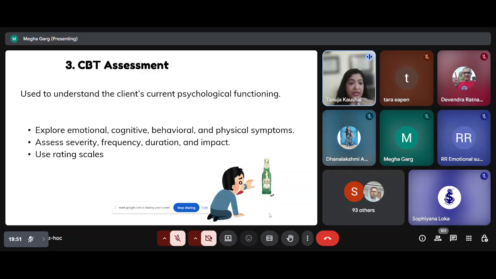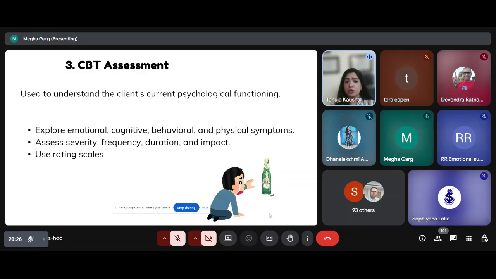Frequency, meaning how often does it occur. Say for example it's a client with trichotillomania, they have a hair pulling issue. So you ask them, okay, on an average how many episodes are happening every day, or how many cigarettes are you smoking in a day if you are dealing with a smoking case, or over the week, if it's not happening every day. Duration: if you're managing alcohol consumption, then what is the duration of one single episode of drinking?